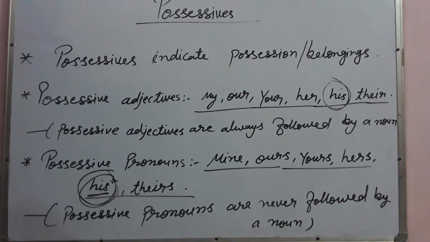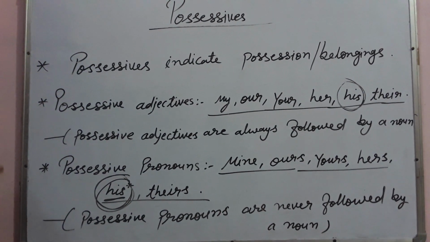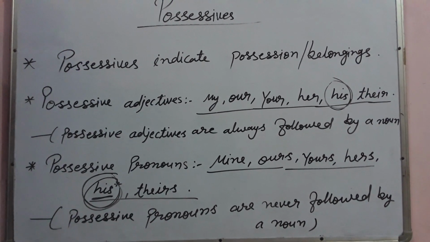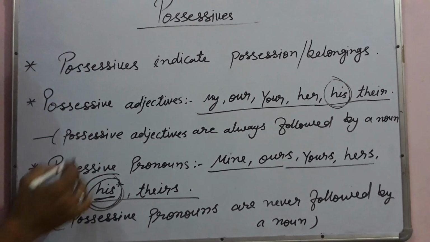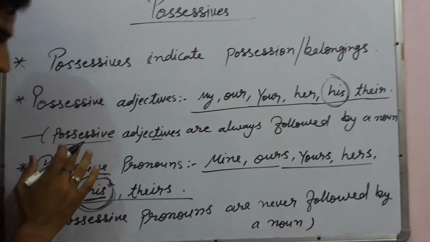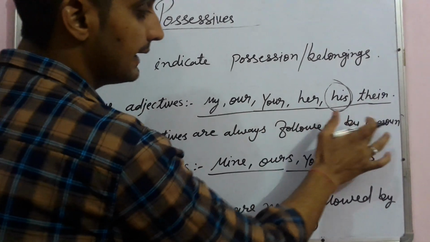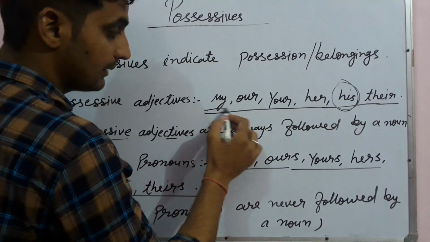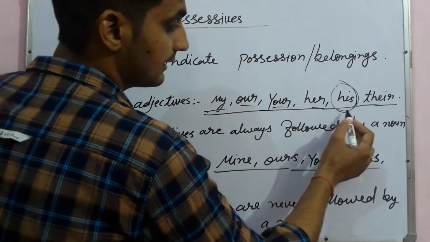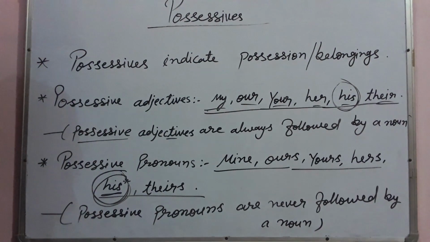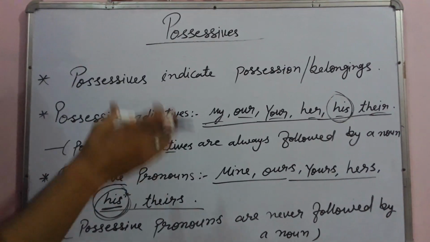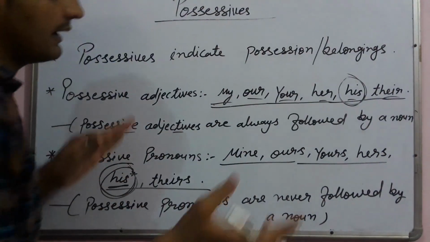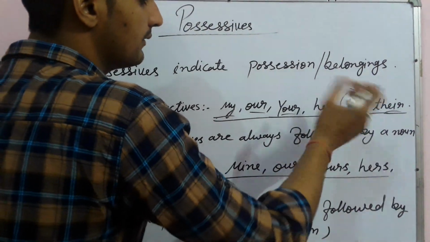Now, if we differentiate these two categories, then we can see on the board possessive adjective. Possessive adjectives are always followed by a noun. It means you can see on the board these words like my, our, your, her, his, and their. These all words are possessive adjectives and these all are followed by a noun. It means you will always find a noun after a single word of these.